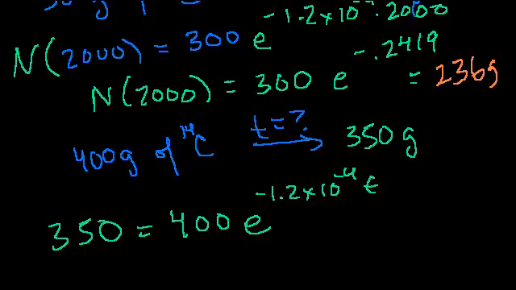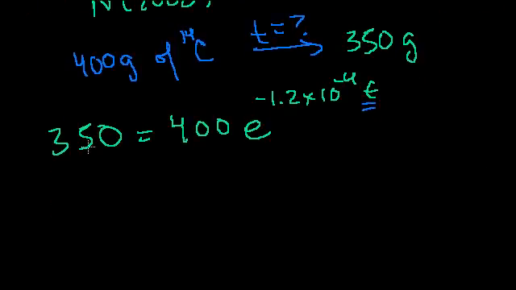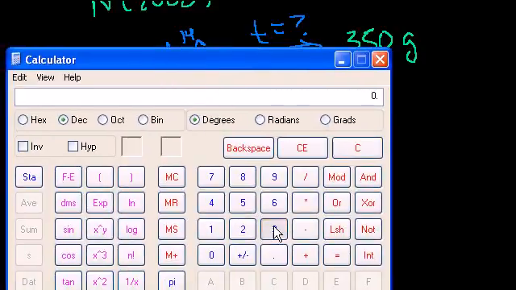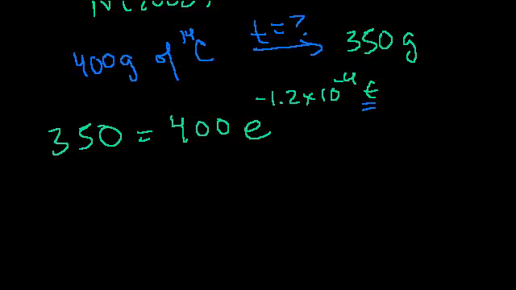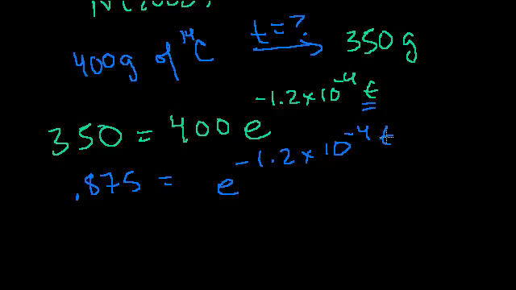And now we solve for time. How do we do that? Well, we could divide both sides by 400. What's 350 divided by 400? It's 7/8. So 0.875. So you get 0.875 is equal to e to the minus 1.2 times 10 to the minus 4 t.